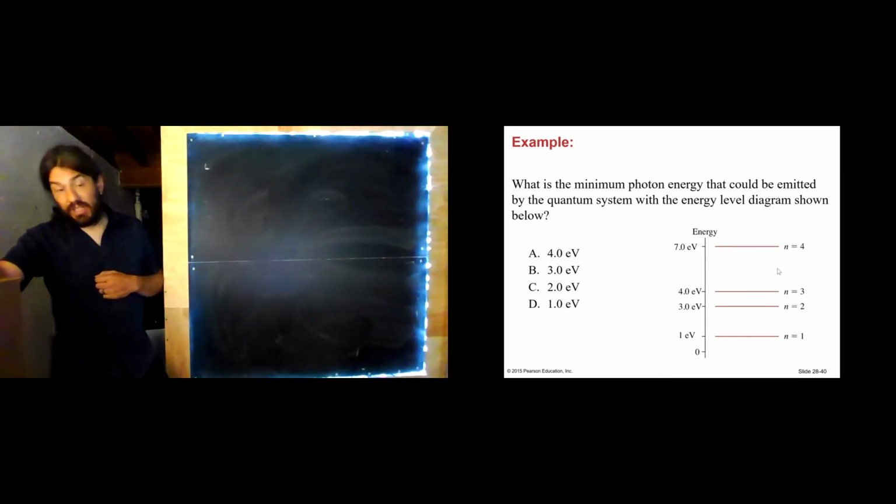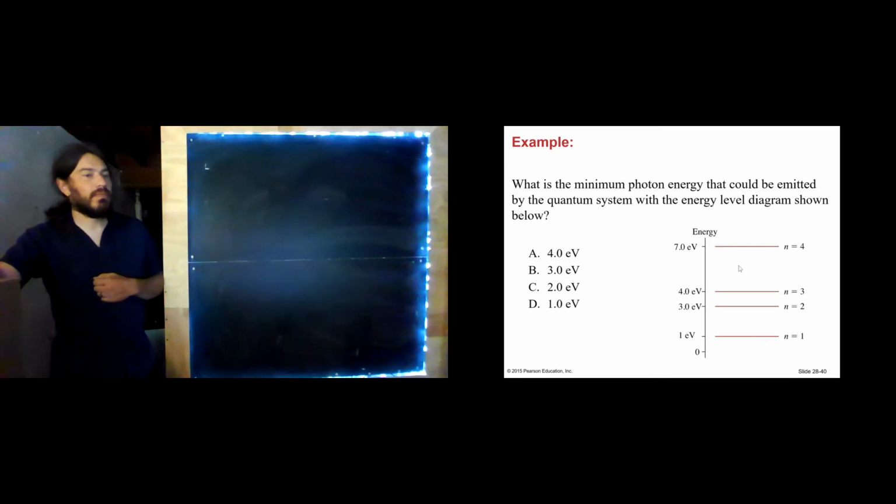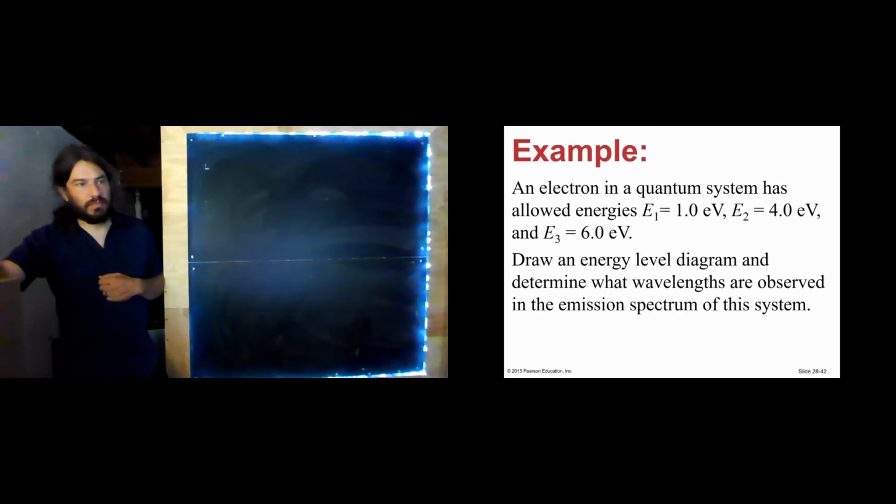Well, the smallest energy that could be emitted, the lowest photon energy that could be emitted, well, let's see. 7 to 4, that's 3. We could have a 4 to 3 transition, couldn't we? That's 1 electron volt. There's not going to be any choices smaller than that. Indeed, it is 1 electron volt.